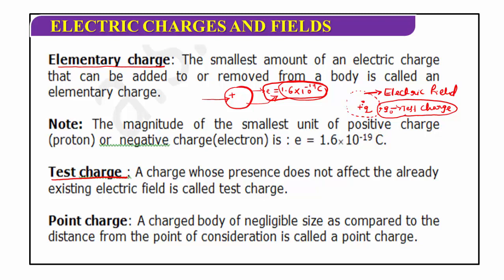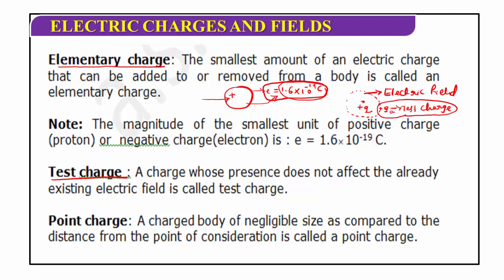Here plus q means it is a positively charged body or negatively charged body. The region around this electric charge is called electric field. But how do you measure that an electric field is present here? Now I place a small test charge. Here the test charge is used to detect the presence of electric field around this charge. This is called test charge, and its presence does not affect the already existing electric field.